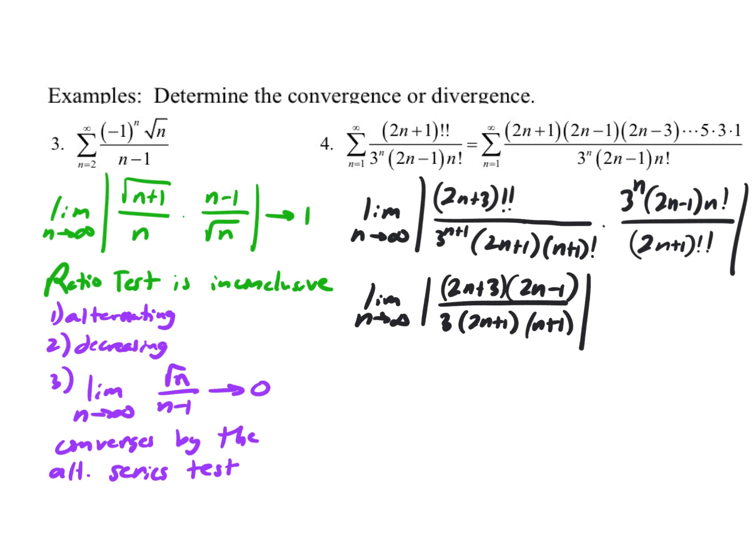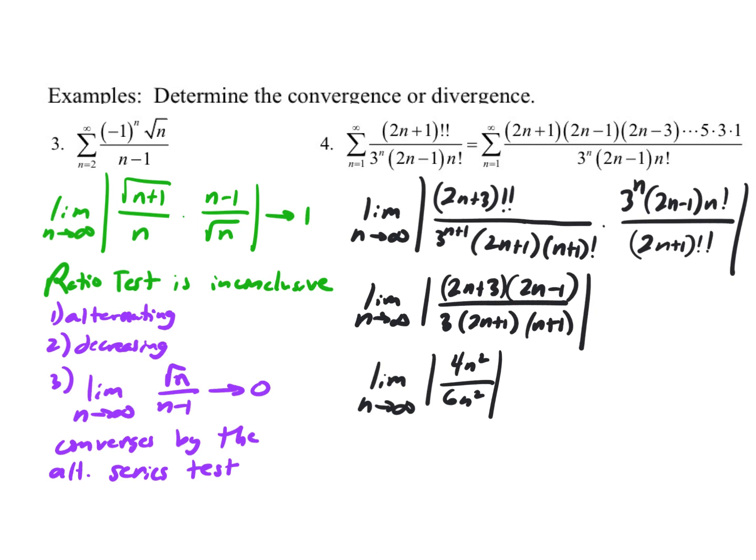And now it's a matter of trying to figure out what this is. If we look at just the leading coefficients, 2n times 2n, there's 4n squared. Then I've got 2n and n and a 3, so that's 6n squared. So really what I have here, in terms of the limit approaching infinity, is 4n squared on top, 6n squared on the bottom. That's what we're really looking at.